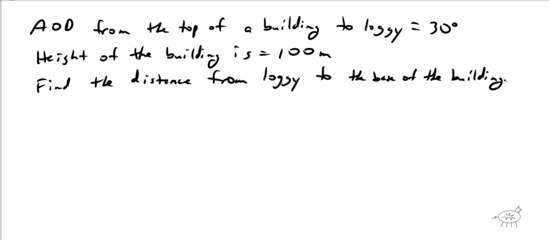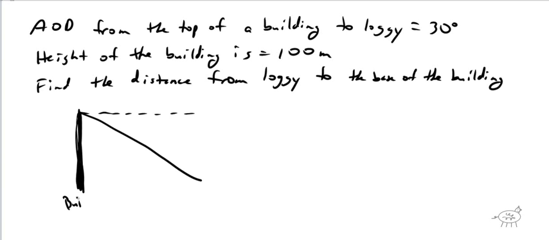So this is the deal. Here's your building, and I would always recommend whenever you draw a building, don't draw a fancy building with two-dimensional everything. Just draw a vertical line. That represents a building. Then the angle of depression from the top of the building to log E: you draw a dotted line, and this is the angle of depression going down. So this is our building, and on the ground here, this is log E. So we're going to draw a log. And the angle of depression, if I said it was 30 degrees, it's this angle right here.